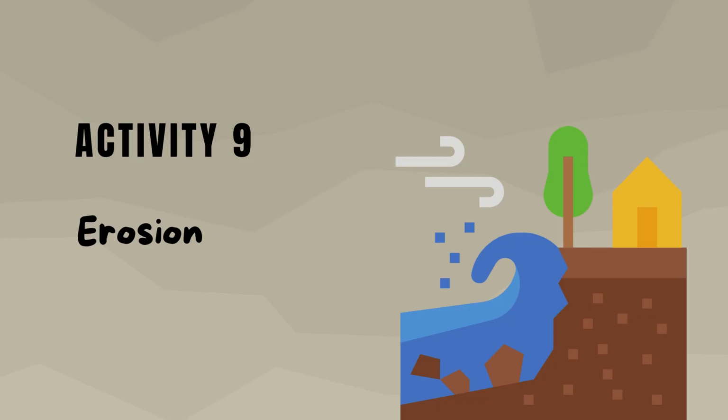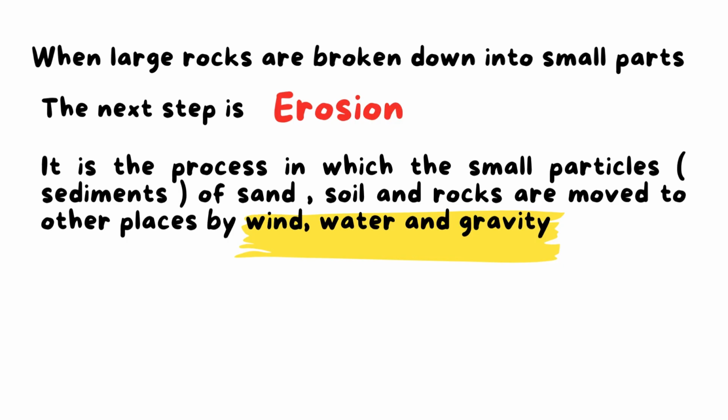We will start with activity 9, erosion. You know erosion, yes? When large rocks are broken down into small parts, this is weathering, yes? And the next step is erosion. In this process, the small particles, the sediments, of sand, soil, and rocks are moved to another place by wind, water, and gravity. So this is erosion. Moving the small particles into another place is erosion.